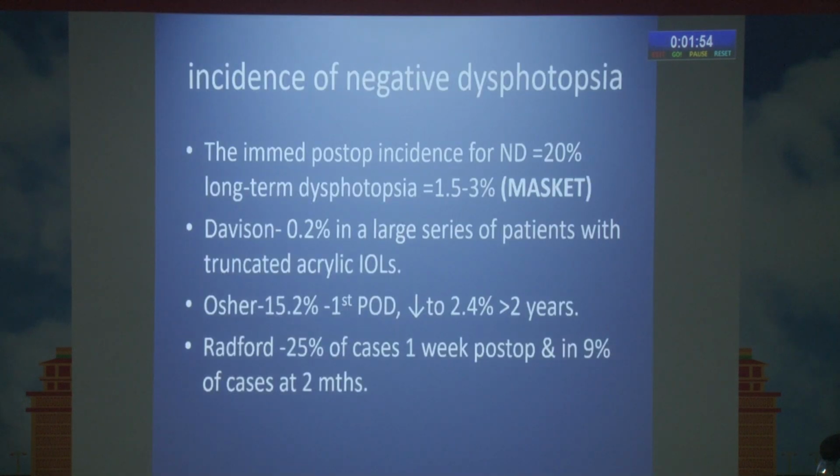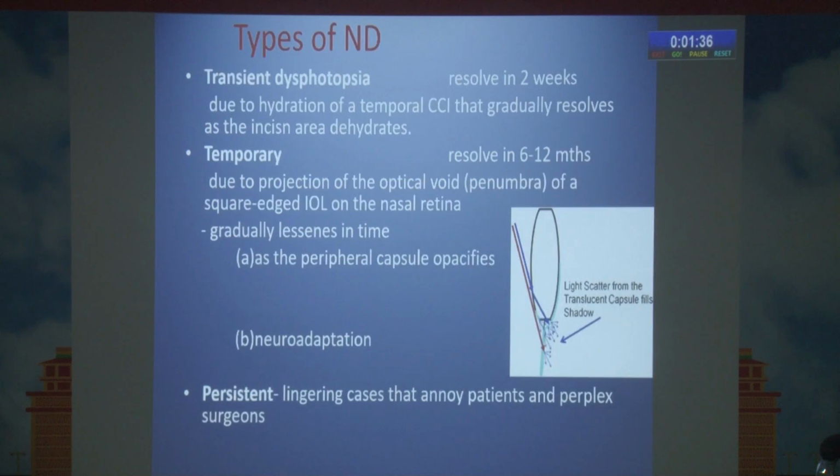What is the incidence? It is said that in the immediate post-operative period it is 20%, but it decreases in the long term to about 5% by 6 months and less than 2.4% after 2 years. So dysphotopsias can be transient. It resolves in 2 weeks, and it is due to the hydration of the temporal clear corneal incision. Temporary is the one which really resolves within 6 to 12 months.